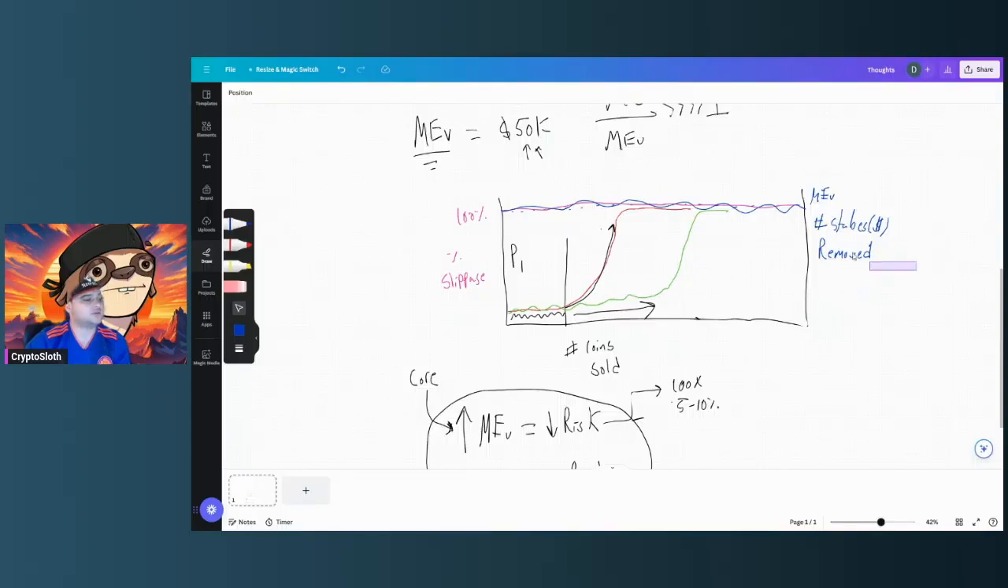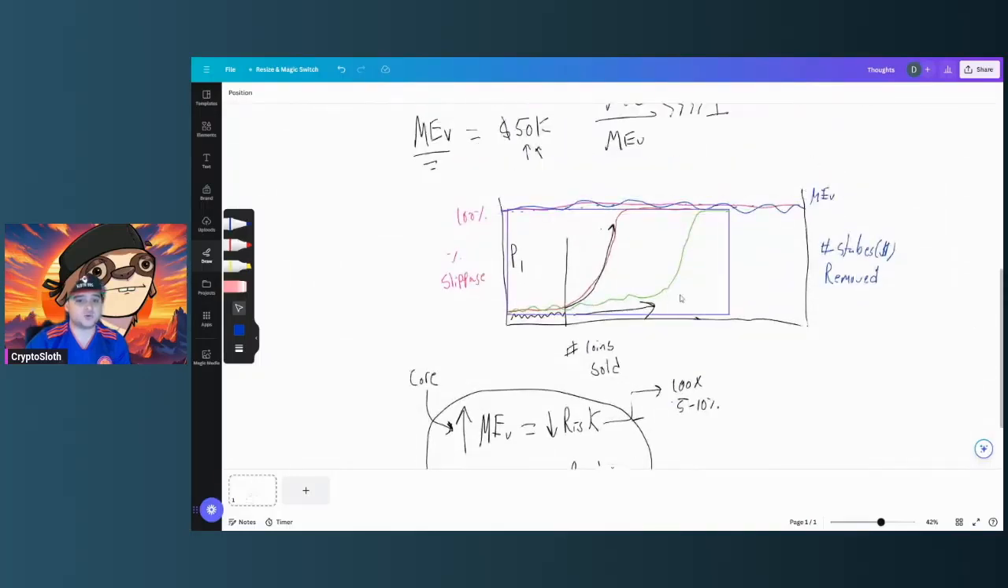I'm sorry, let me say that again. The curve is asymptotic with the number of coins sold when plotted against the number of stable coins removed, as well as the percent slippage that's experienced. And the sigmoidal curve becomes asymptotic both at the 100% slippage range and at the maximum extractable value token number or dollar value amount. So this is important to understand.